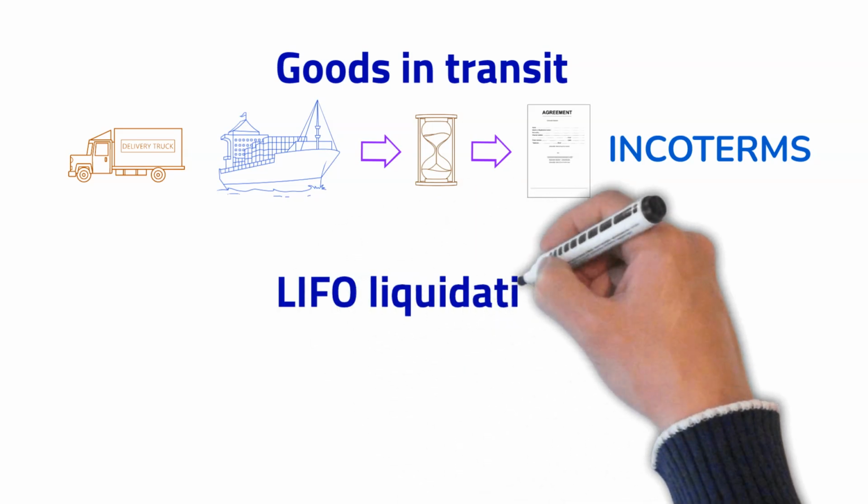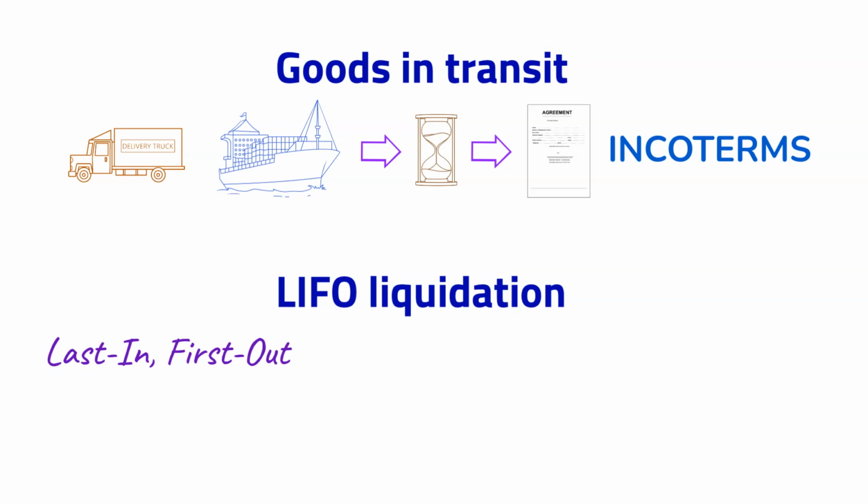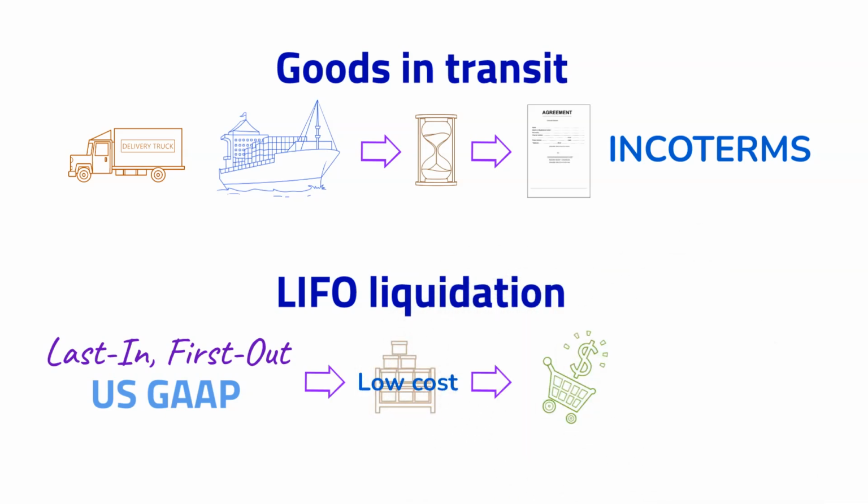LIFO liquidation. Remember that LIFO method, which is last in, first out, is not allowed by IFRS, but it is allowed by US GAAP. What happens here? Normally, the prices go up with time, and if companies use LIFO and sell through old layers where the prices were low, profit can jump in that period, even if nothing special happened operationally.